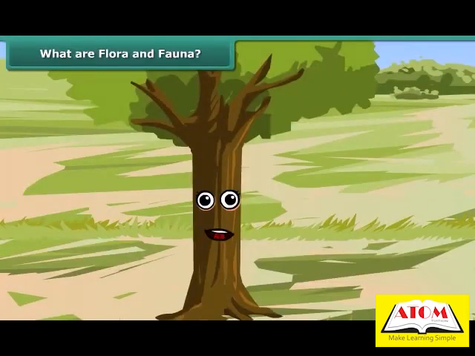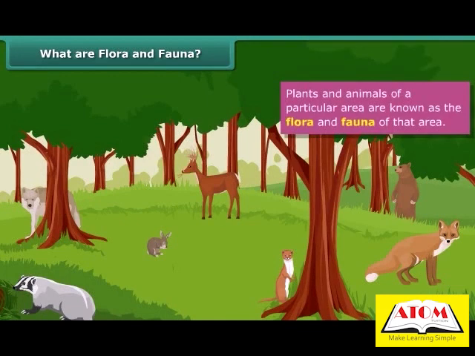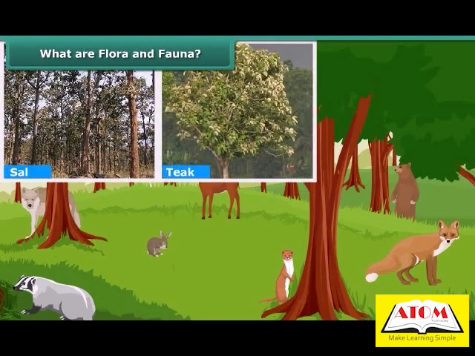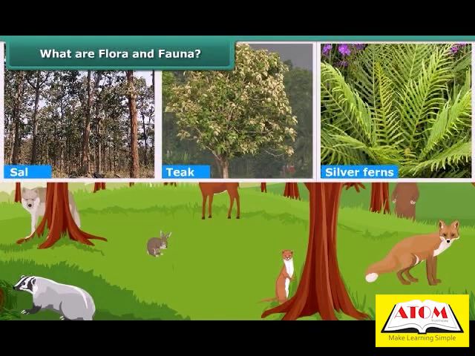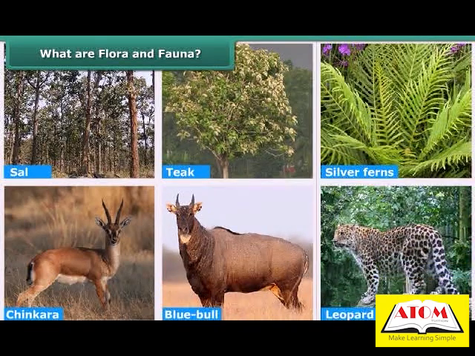Students, you must have observed that some animals and plants typically belong to a particular area. Plants and animals of a particular area are known as the flora and fauna of that area. For example, sal, teak, silver ferns, etc. are the flora and chital, blue bull, leopard, etc. are the fauna of the Pachmarhi Biosphere Reserve.